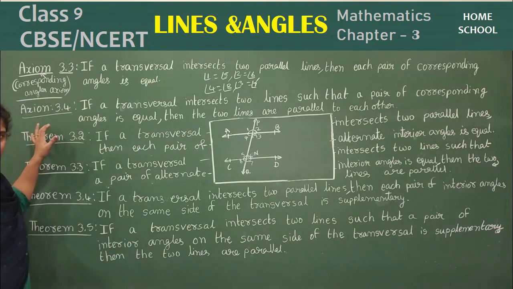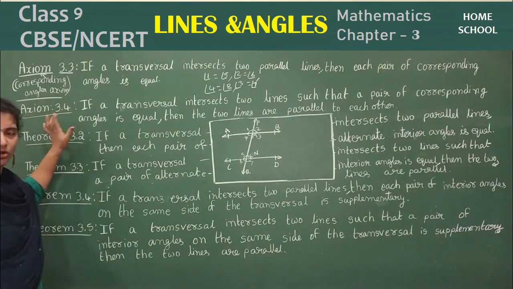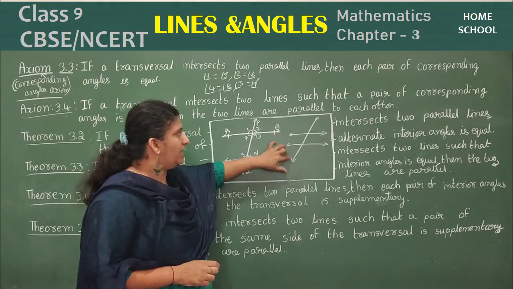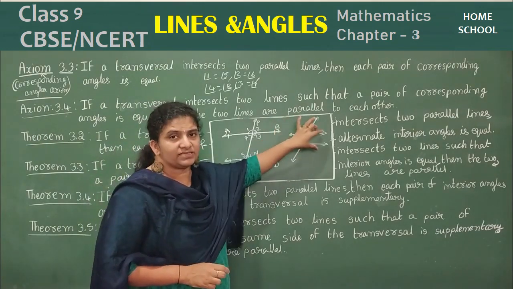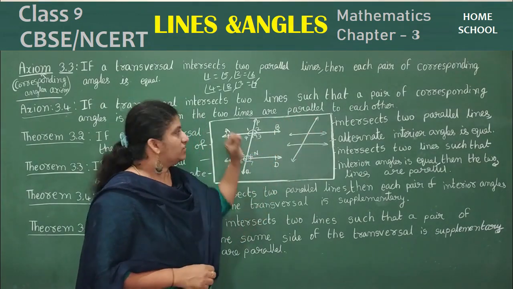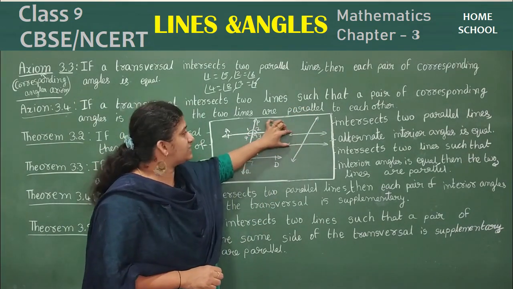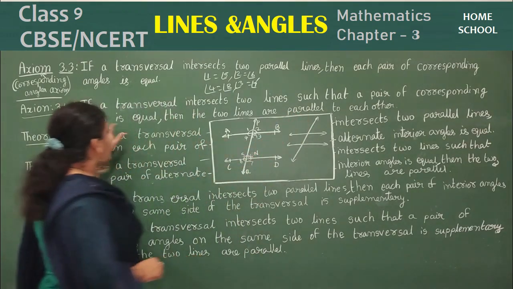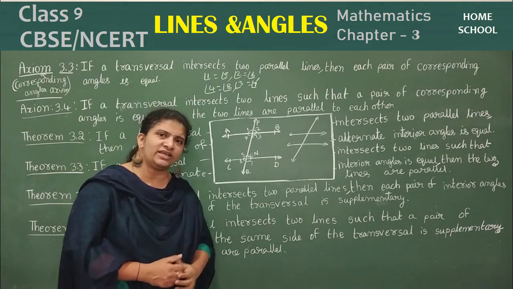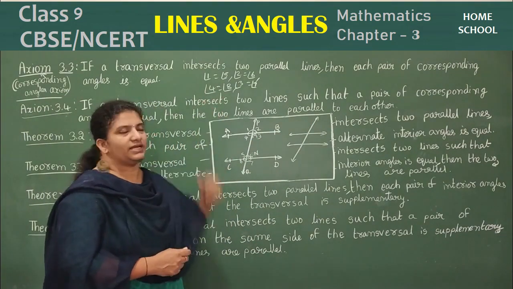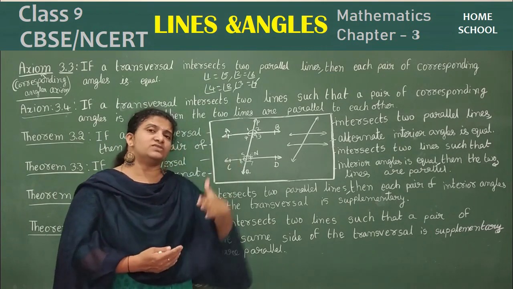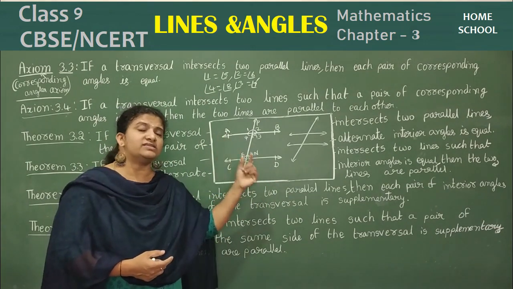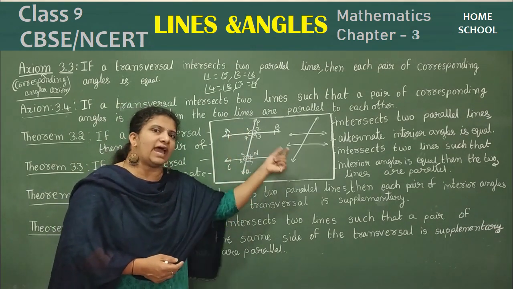So let's see the next axiom here, Axiom 3.4. It is the converse of the statement, children. If a transversal intersects two lines, they didn't say in the statement that they are parallel. So listen here, if a transversal intersects two lines such that a pair of corresponding angles is equal, then the two lines are parallel to each other. So it is just the converse of the statement. First what they had given: a transversal on two parallel lines, then corresponding angles are equal. But here two lines, a transversal is drawn, and corresponding angles are equal.